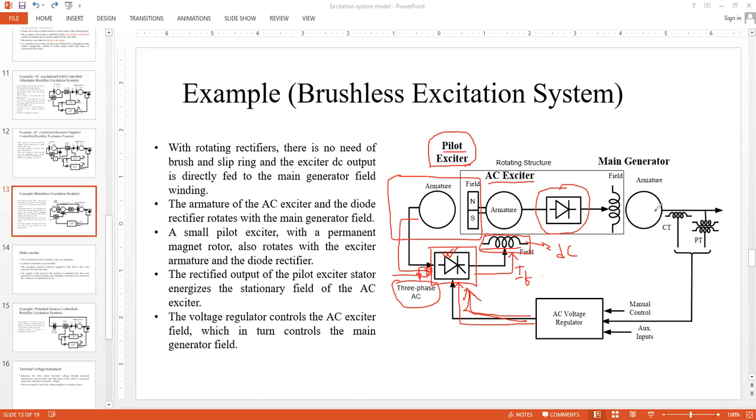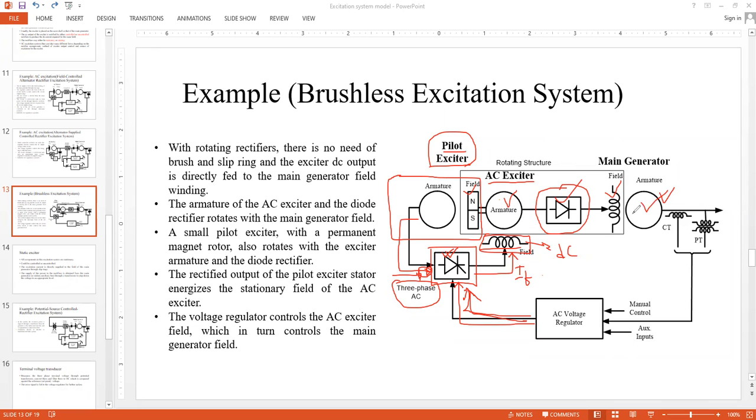An AC exciter actually cannot work as the prime mover. There should be some rotating mechanism. Yes, they are on the same shaft. These four, these, and these all are on the same shaft, the shaft of the main machine.